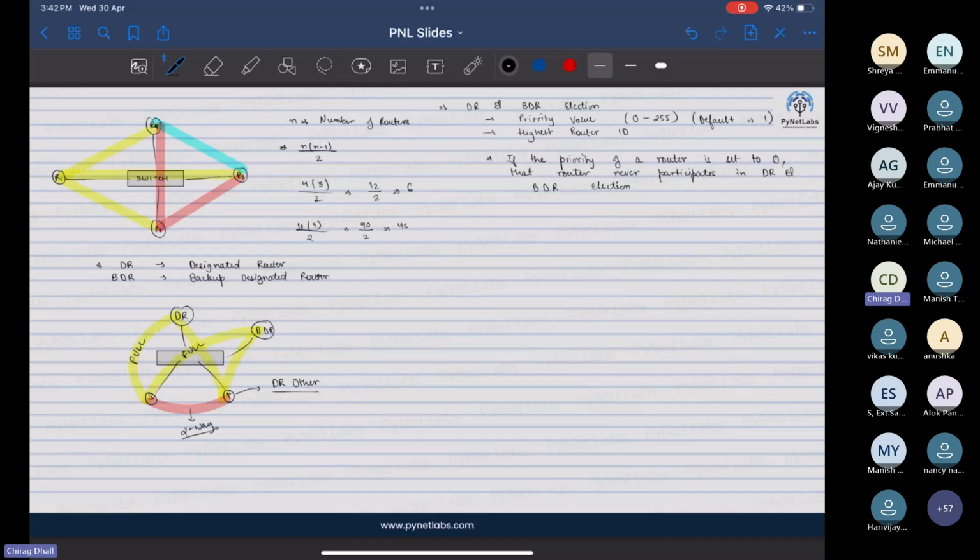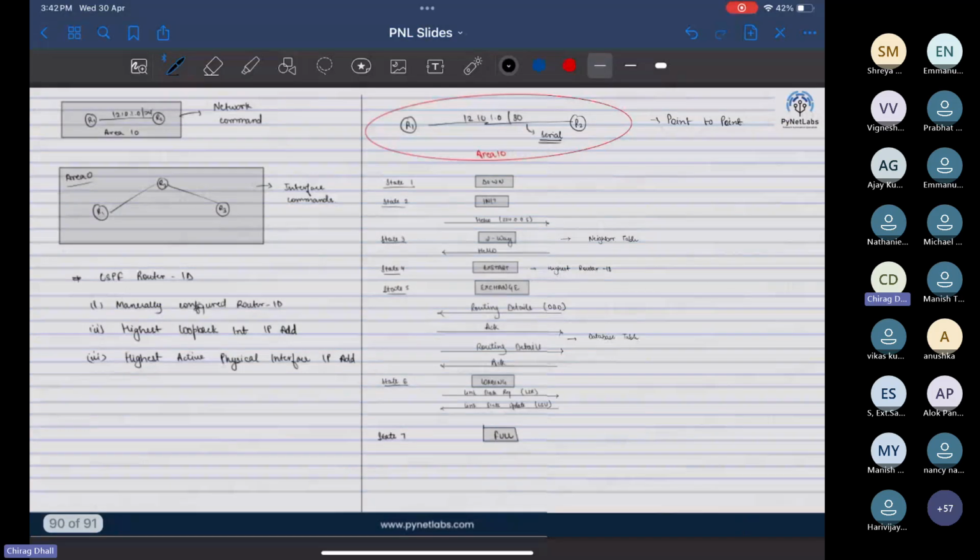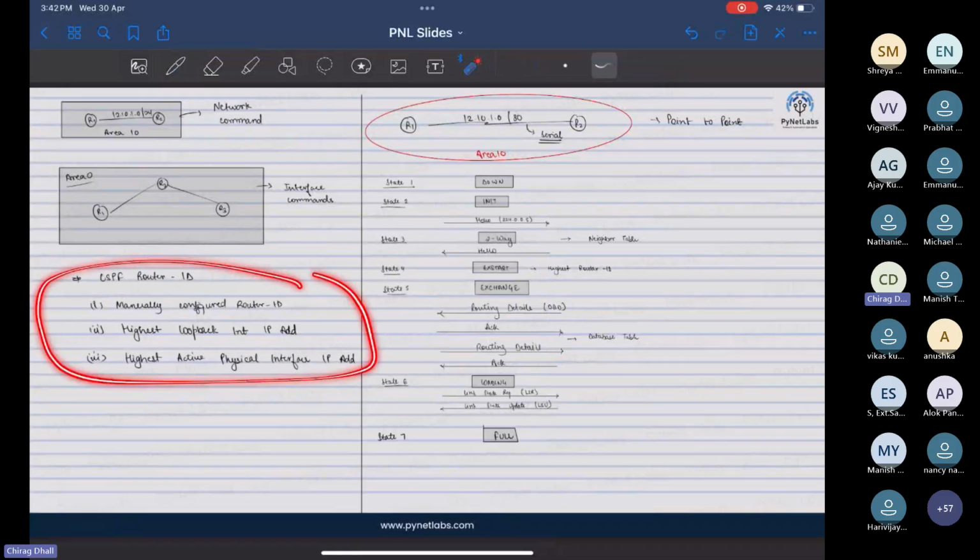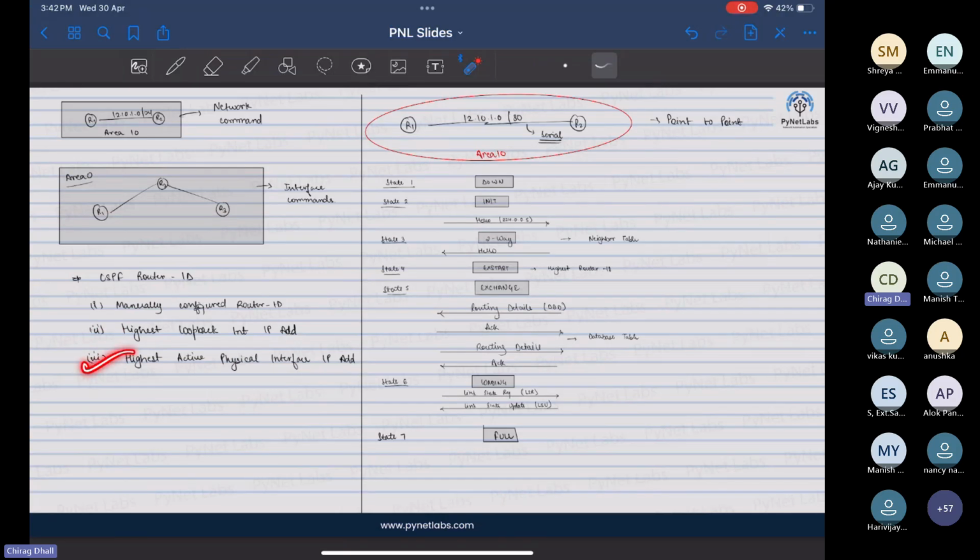We have a question: how to know the router ID? Router ID, like I told you guys, will be considered in these preferences. First, we give the preference to manual configuration. Then we look at the highest loopback IP. Then we look at the highest active physical interface IP.